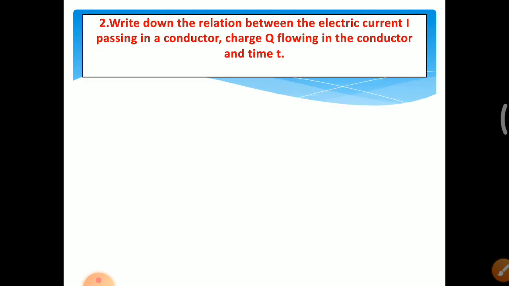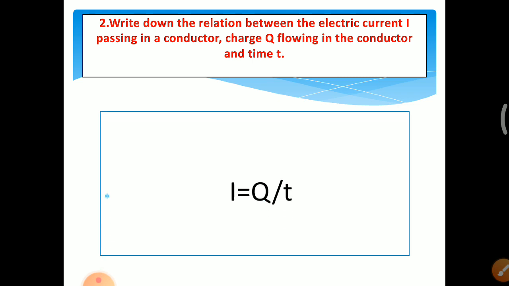The next question, write down the relationship between the electric current I passing in a conductor, charge Q flowing in the conductor, and time T. So what is the relationship between these three terms, electric current I, charge Q and time T? You know I equal to Q by T. So this is the relationship between I, Q and T.